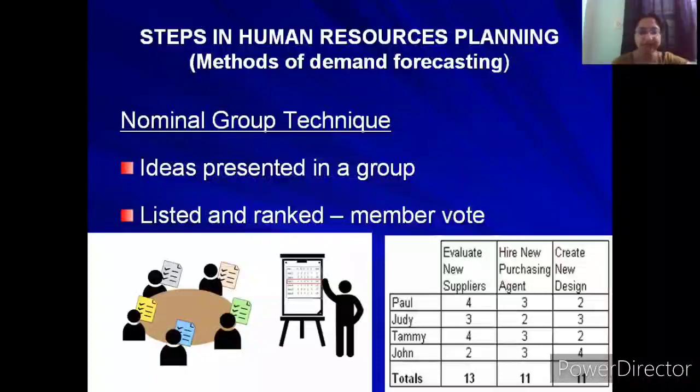So if you see from this example's point of view, a demand does not come up for a new position. They don't have to hire a new purchasing agent, because if you just evaluate some new suppliers, it's more than enough. Okay, so this is the way in which a decision is made.